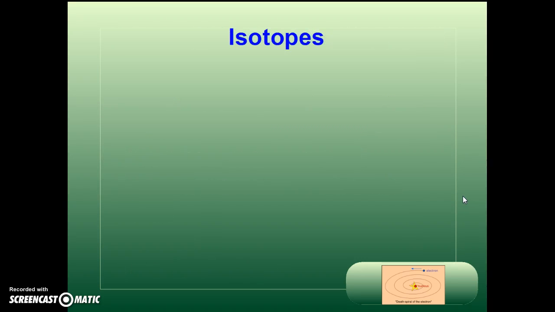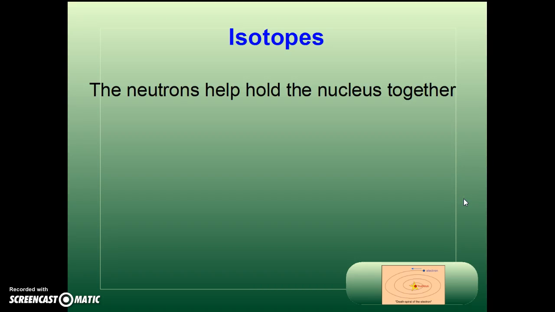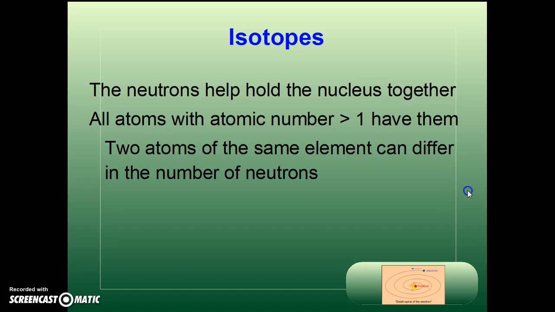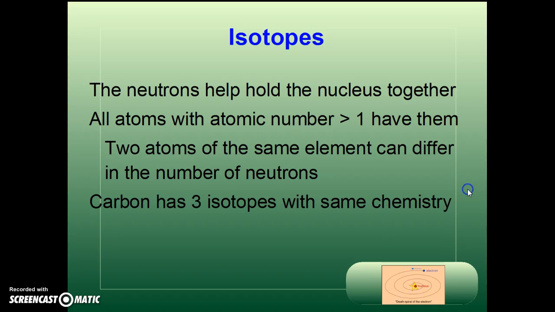This leads us to the notion of isotopes. The neutron's function appears to be to help hold the nucleus together. Remember, you've got a lot of positive charge concentrated in a very small volume. The existence of the neutron, then, establishes forces that keep the nucleus together. All atoms with atomic number greater than 1 have at least 1 neutron. Now, 2 atoms of the same element will always have the same number of protons, but they can differ in the number of neutrons.